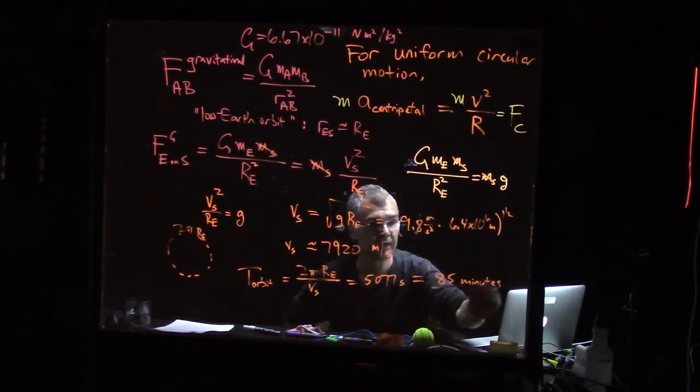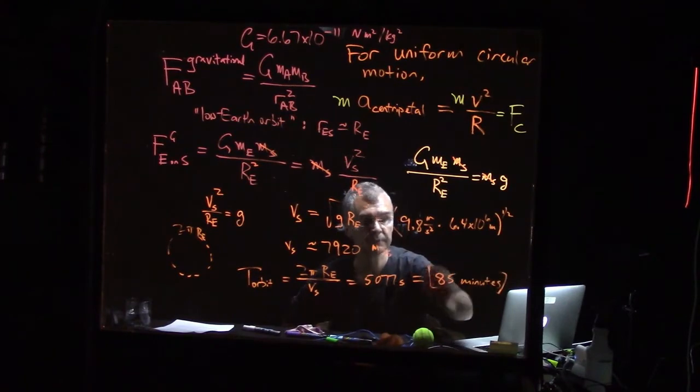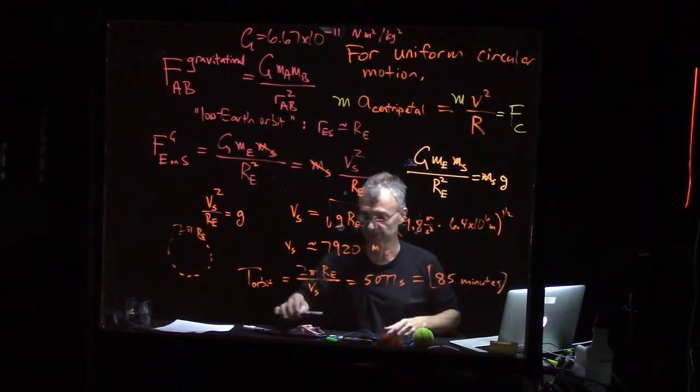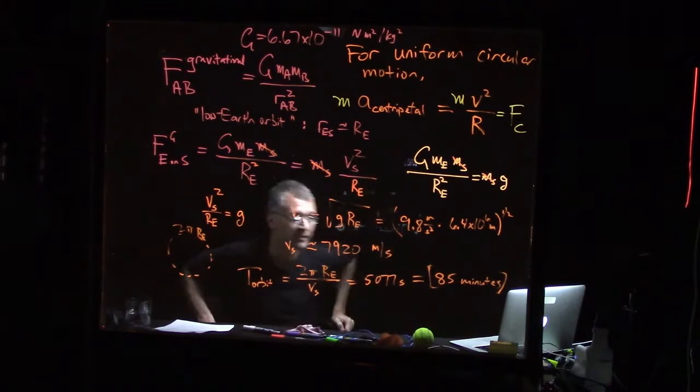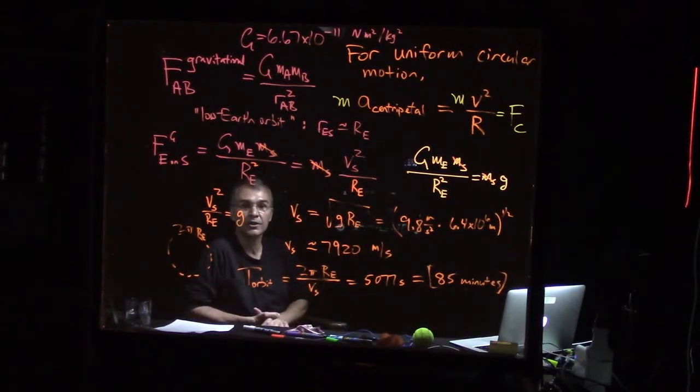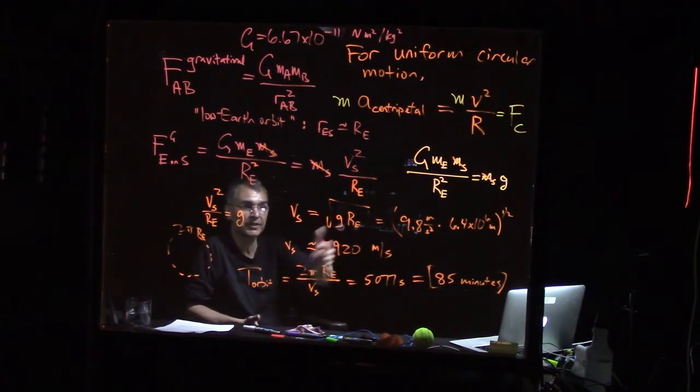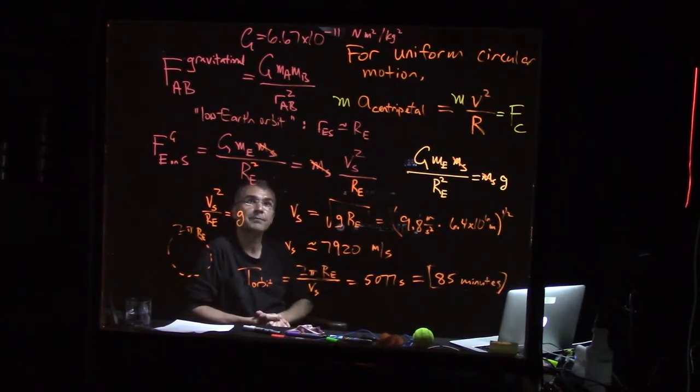Yeah, so I remember from childhood watching the space shuttle launches that it takes roughly 90 minutes, maybe just a little under 90 minutes, for a satellite in low Earth orbit to encircle the Earth. So we did it, 85 minutes.